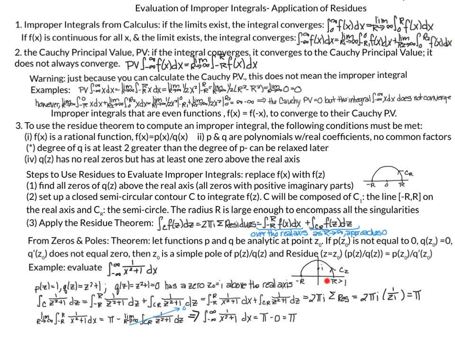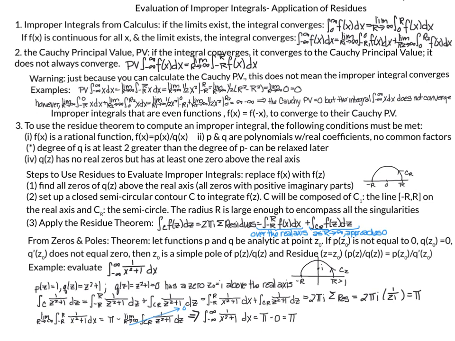And in this case, as long as r is greater than 1, we're going to capture this one singularity. The next thing I did, remember here, because we're integrating from negative r to r, we're on the real number line, the x-axis. So I can replace my z's with x's here. I still have my integral along the top.